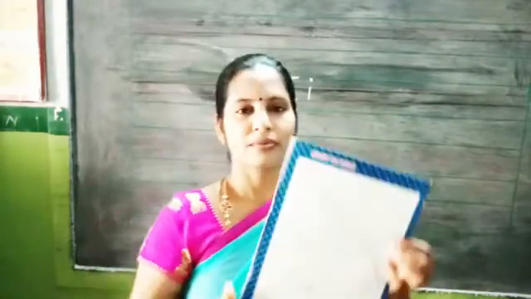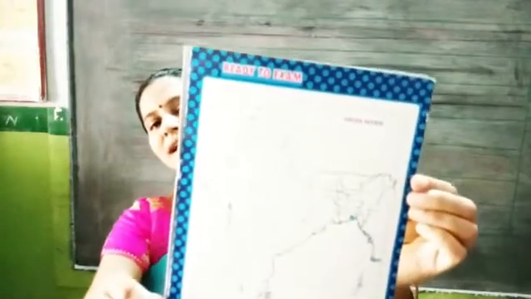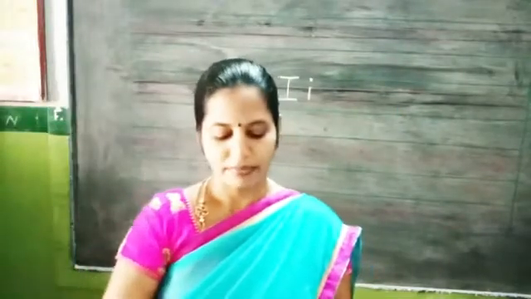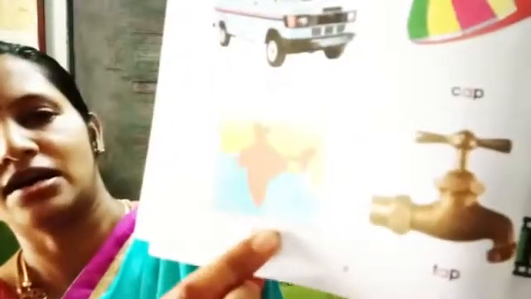And I for what's this? India. I for India. Can you see this? This is the map of India. So we live in India. We live in a country called India. India is our country, and this is the map of India.